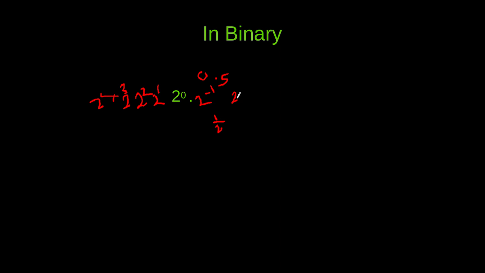And this would be 2 to the power minus 2, which is 1 over 4, which is what? 0.25. 2 to the power minus 3, which is 1 over 8, which is 0.125.